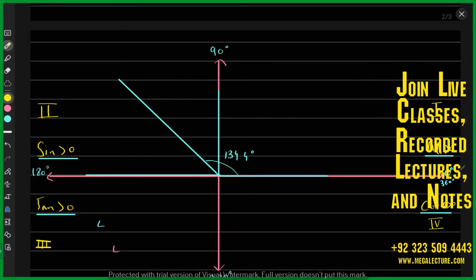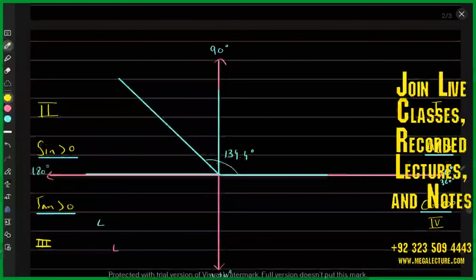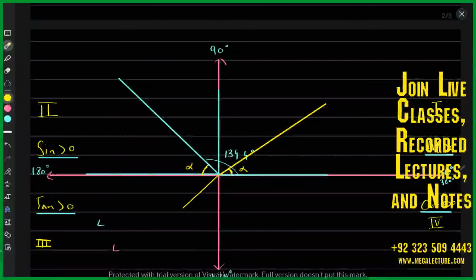In all these quadrants, this would give you your alpha. Similarly, alpha is going to be the same in this quadrant. Similarly, alpha would be the same here as well. And again, alpha is going to be the same here as well.